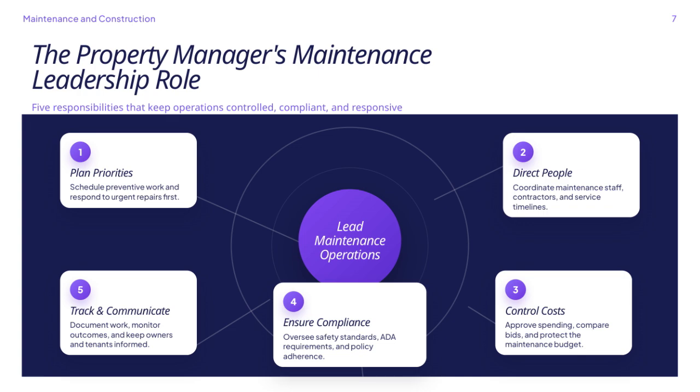The third responsibility is controlling costs, which requires approving spending, comparing bids from vendors, and safeguarding the maintenance budget. Fourth, ensuring compliance is a must, overseeing safety standards, ADA requirements, and making sure all policies are followed strictly. Finally, tracking and communicating is critical. This involves documenting all maintenance work, monitoring results, and keeping both owners and tenants well informed. These 5 areas collectively form the leadership framework for managing property maintenance successfully.